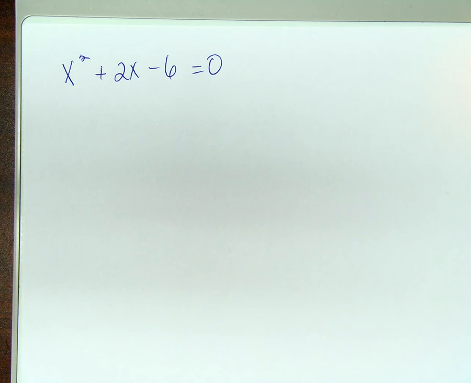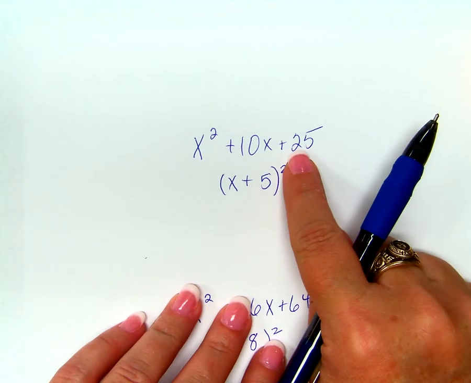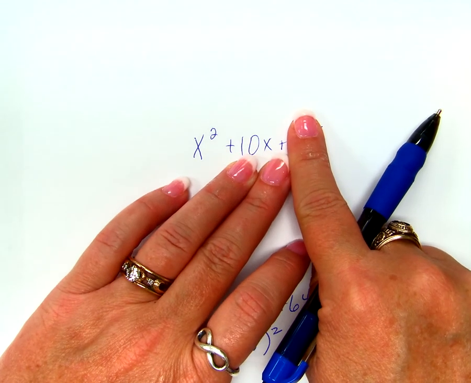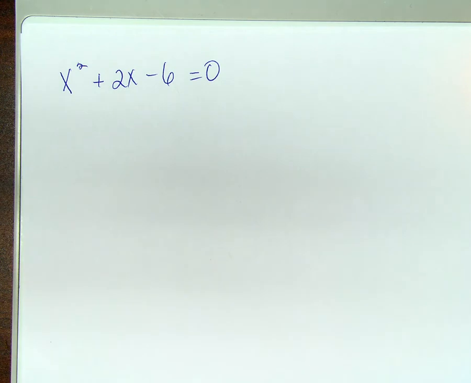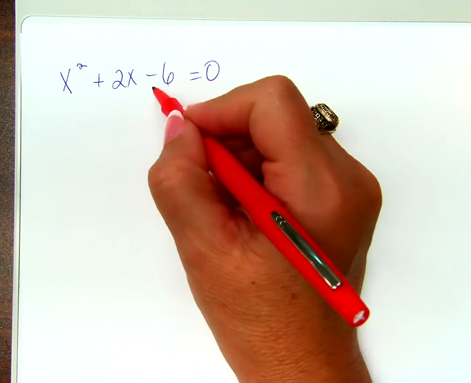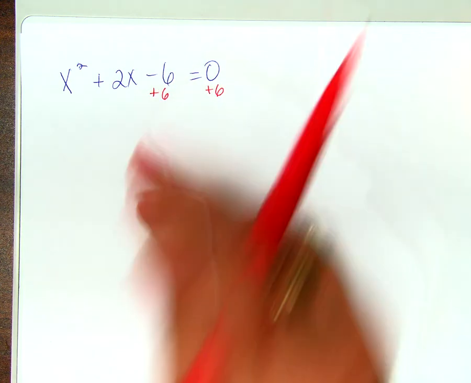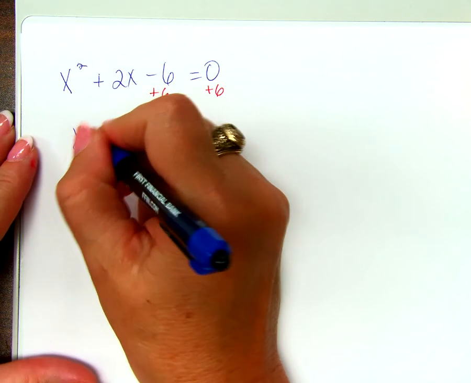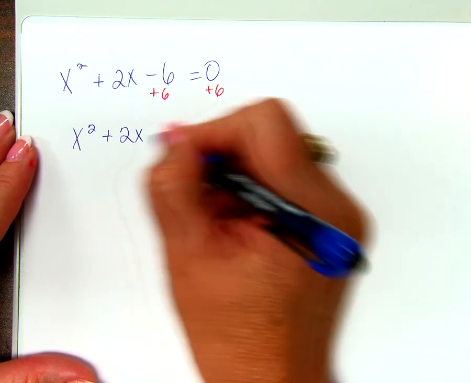In order to complete the square, what do I need? When you completed the square, what did I only have? I only had the x squared and the x, right? So what I need to do here is get rid of this 6. So I just scratch it out? Add. Yes. So add 6 to both sides. I need to get it away from there. If I add 6 to both sides, I have x squared plus 2x equals 6.